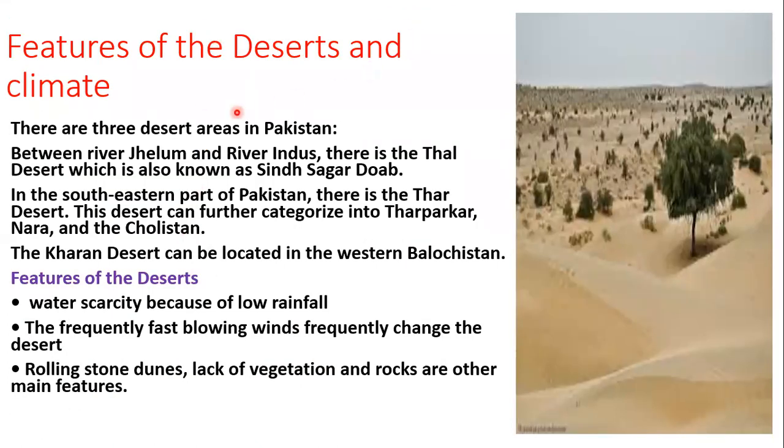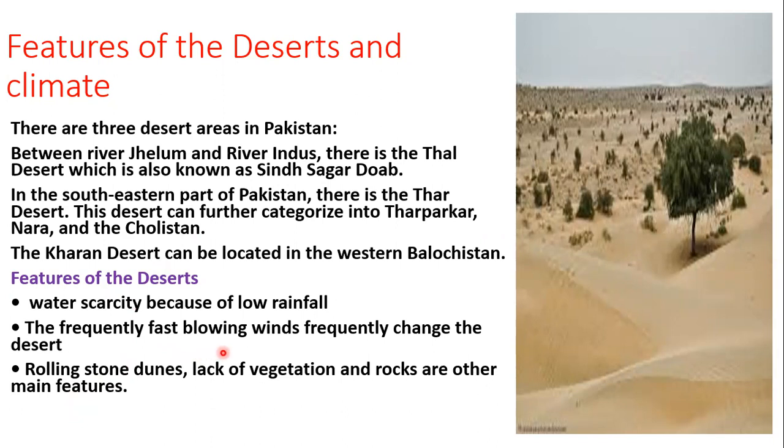Features of the deserts and the climate. You are all familiar with life in the desert and have enough information about it: there is always a shortage of rainfall. Clear? And because of the shortage of rainfall, the temperature of the region is dry and hot. And because of this trait, strong winds blow all the time.